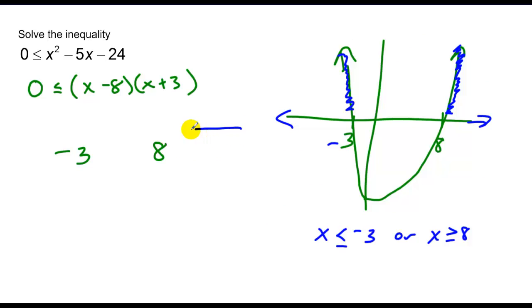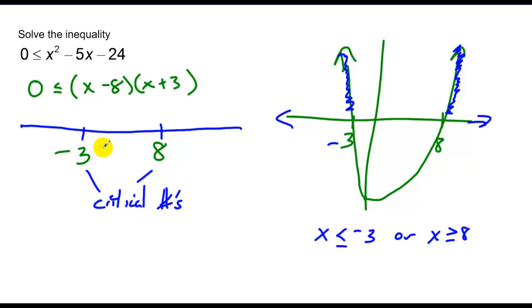If I wanted to do this without graphing, I could say, all right, here are what we call our critical numbers. These are numbers at which the graph either touches or crosses the axis. Now, I want to find out what kind of y values I have when x is outside of negative 3, between negative 3 and 8, and greater than 8. So I'm going to pick some random x values in these regions.